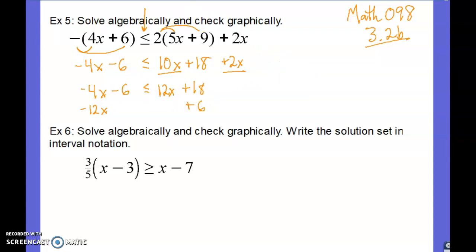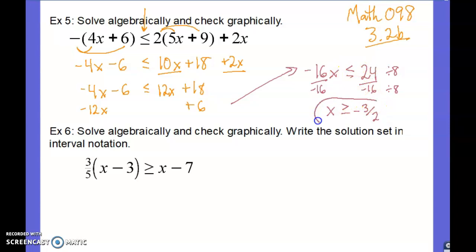So what I'm looking at, I'll switch colors and move to this side. Negative 4 minus 12 is negative 16x. It is still less than or equal to, because the sign stays the same. 18 plus 6 is 24. And as you divide by a negative, you are going to flip this inequality to say that x is greater than or equal to, we'll divide both those by 8. Is negative 3/2.